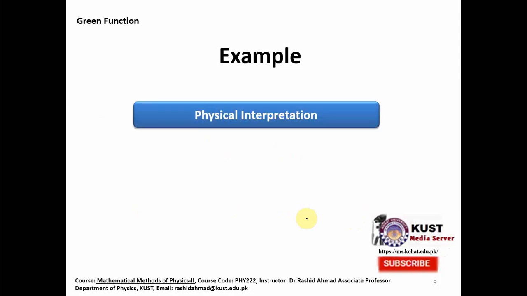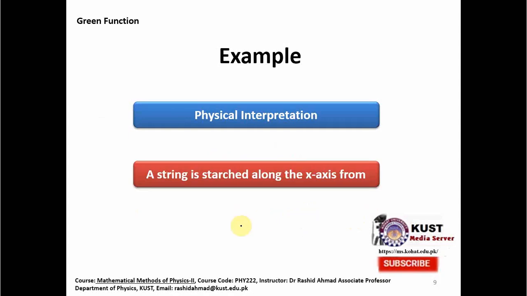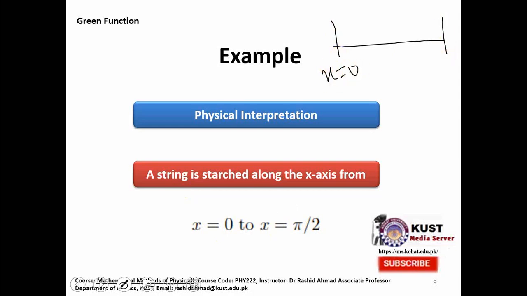In these initial conditions, the physical interpretation of such a system is that you can think of a string that is stretched along the x-axis from x equal to 0 to x equal to pi by 2. So let's say along the x-axis I have some kind of string. Here, this is at x equal to 0, and here I am using x equal to pi by 2. So this is a string which is stretched there.